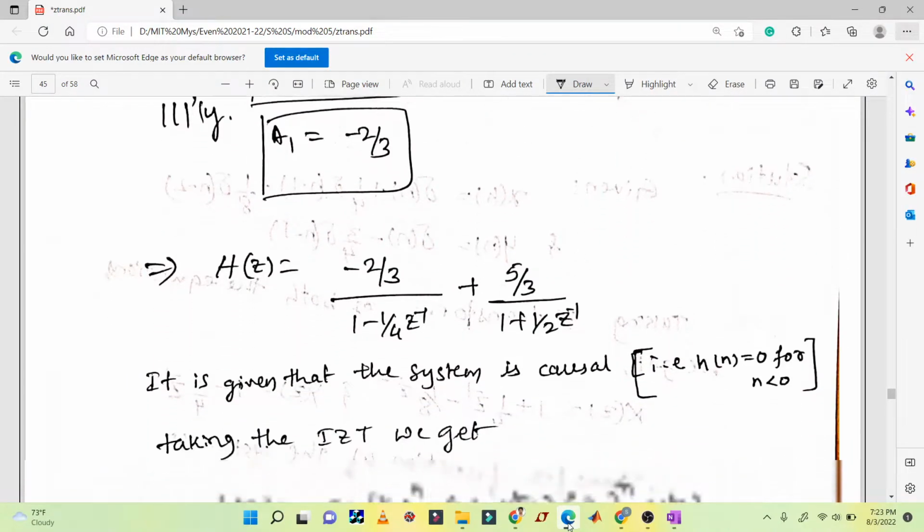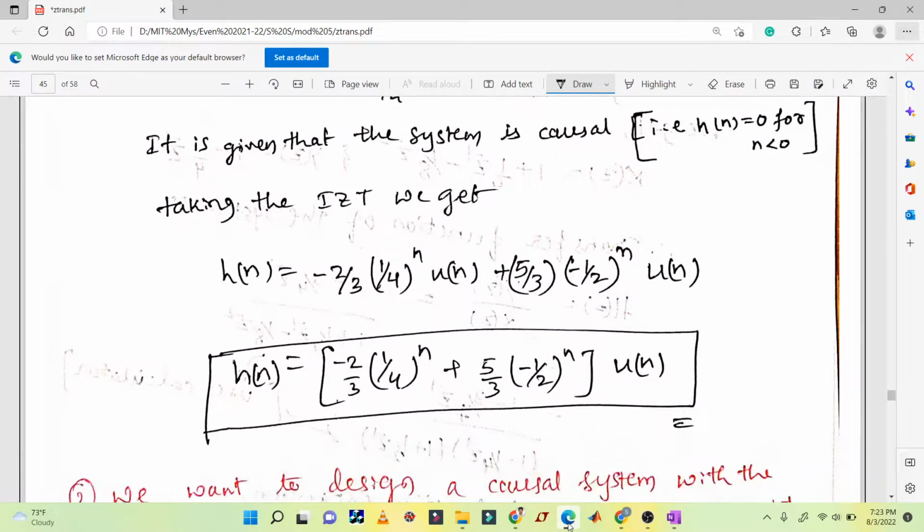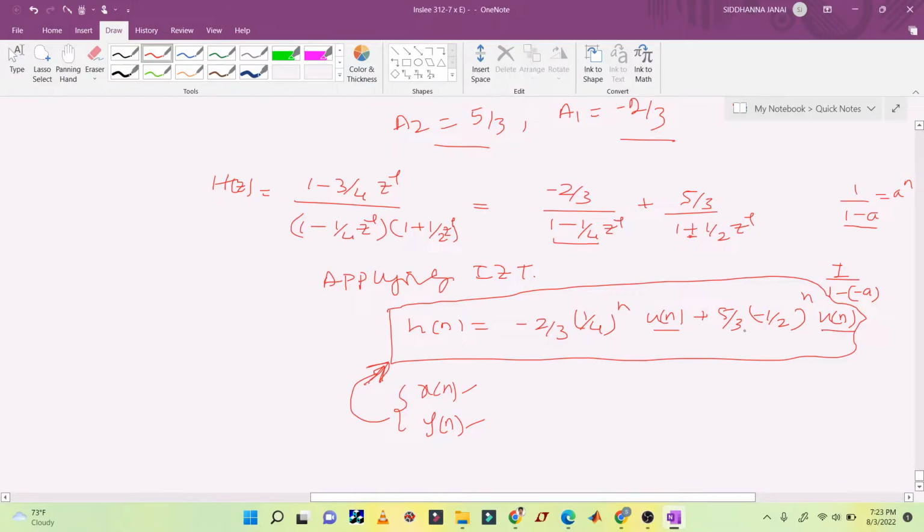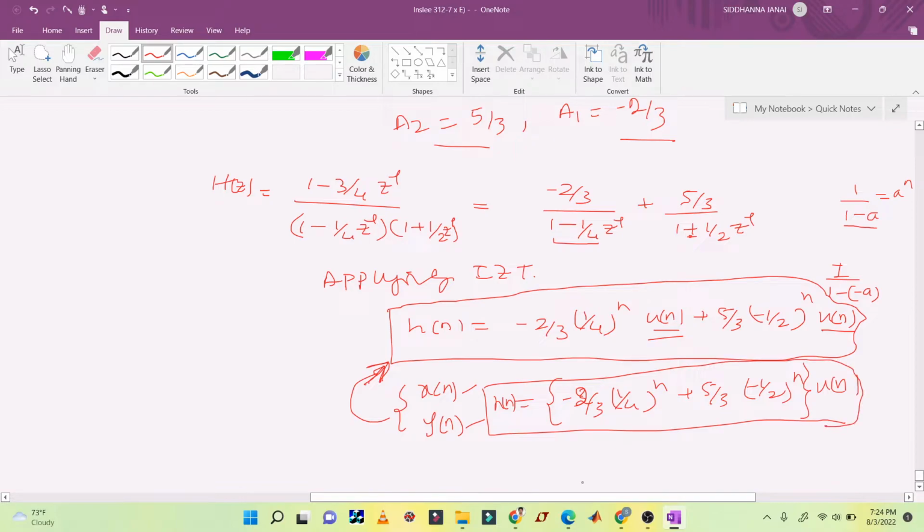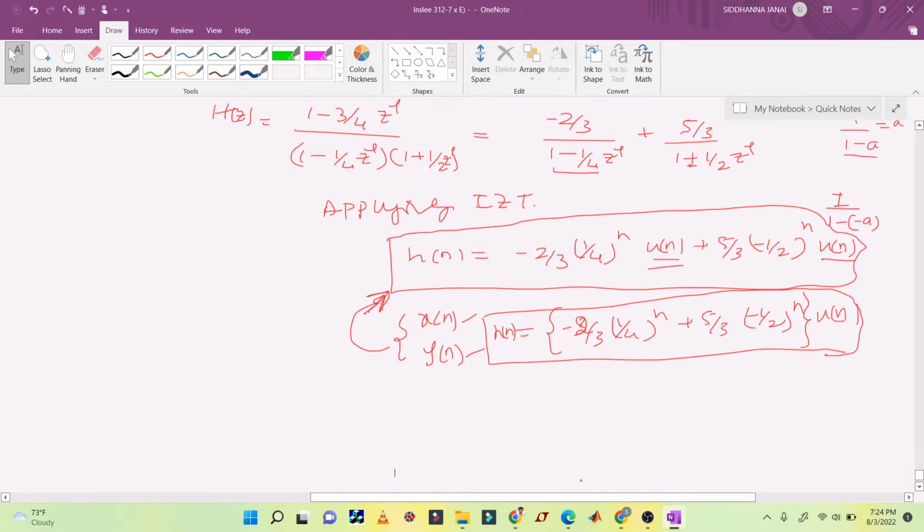You can see this is the inverse transform we will get. U of n is taken common at the end. Okay, you can do that. Here u of n and u of n, if you take common, it will be minus 2 by 3 into 1 by 4 to the power n plus 5 by 3 into minus 1 by 2 to the power n u of n. Okay, I hope no doubt in this. Shall we move on to the next problem?